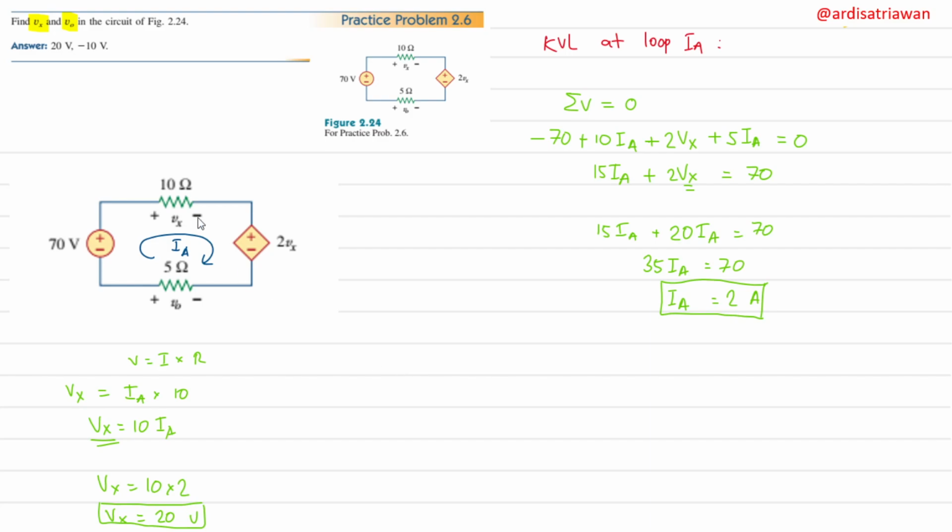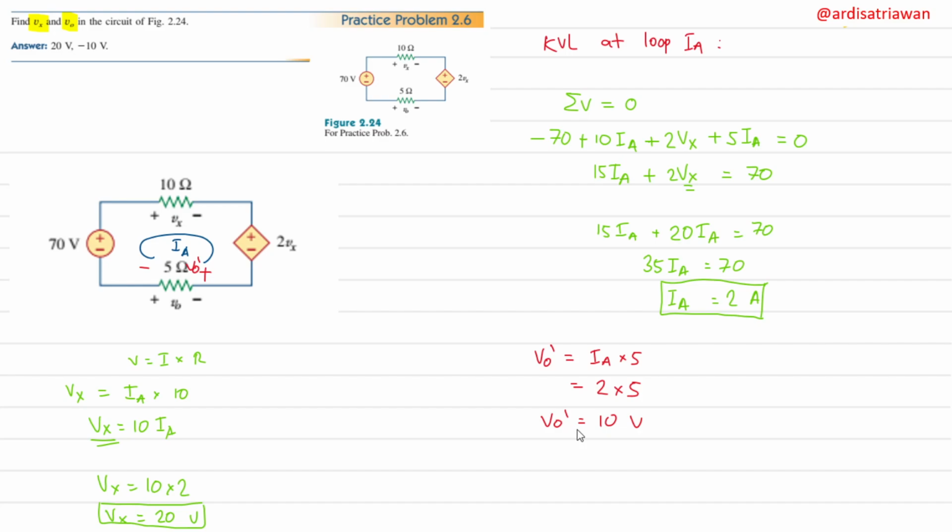And then what can we do here? We are asked to find V0. Again, we have to be very careful here because IA is flowing from this side to this side. So the polarity from this KVL calculation will be like this: the right one is positive polarity and the left one is negative polarity. Let's name this voltage V0 prime. So V0 prime is equal to IA multiplied by 5. Our IA is 2, multiplied by 5, so V0 prime is 10 volt.